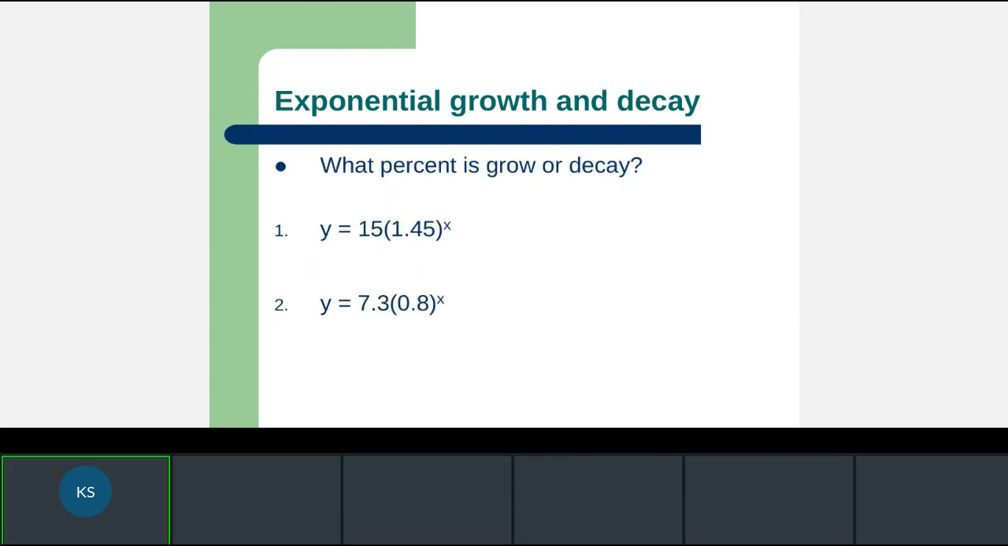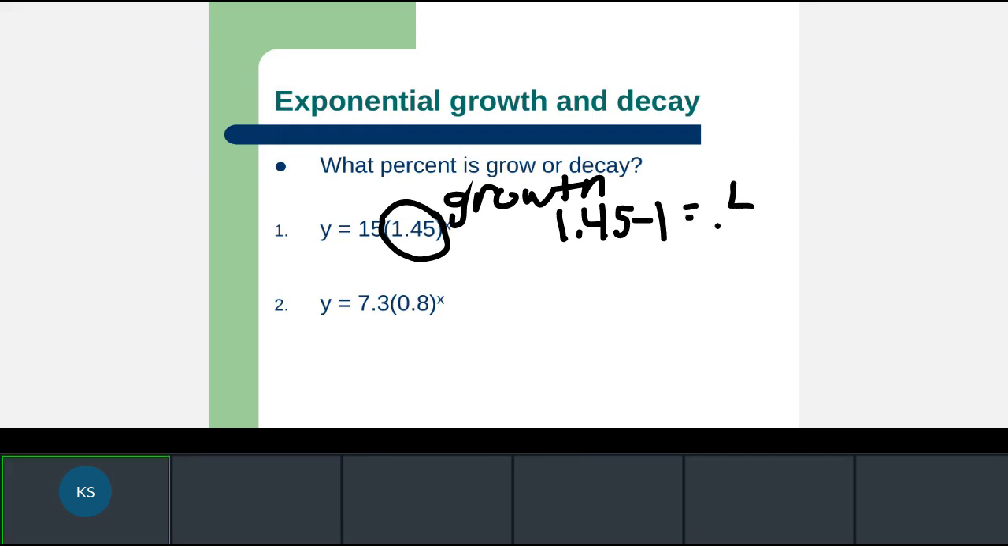To determine the percentage of growth versus decay, for growth, we know that this is growth, you will take your current rate, so 1.45, and subtract 1, which is our base. 1.45 minus 1 is 0.45. If we want to change that to a percentage, we move our decimal 2 places to the right, so this would be a 45% increase.